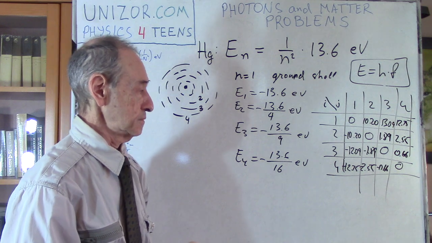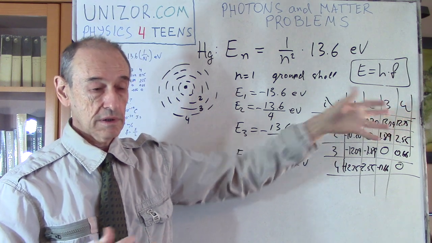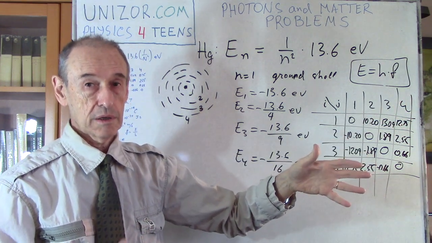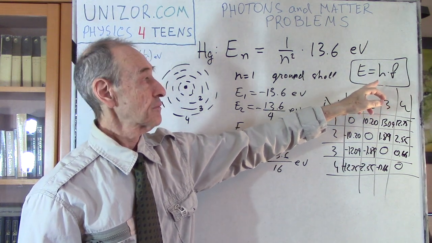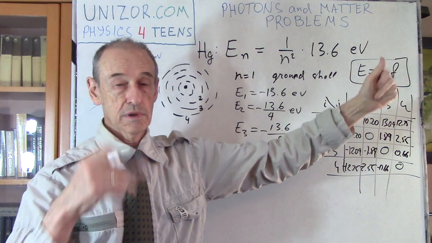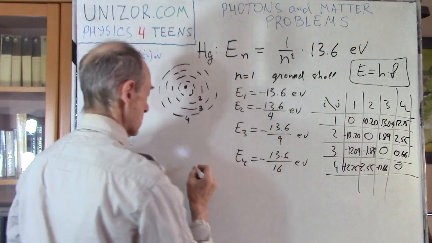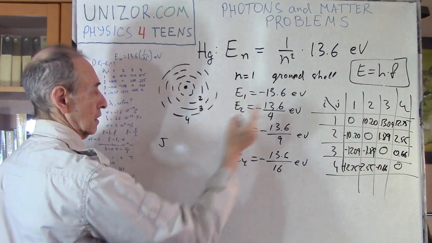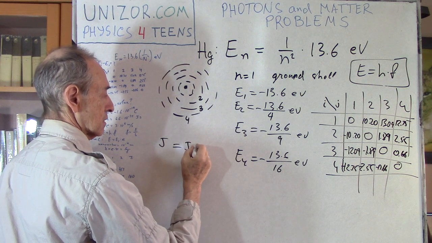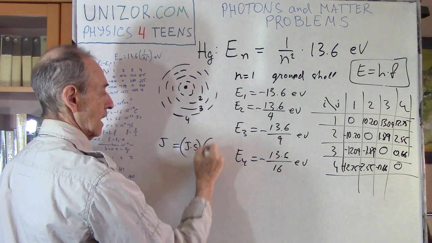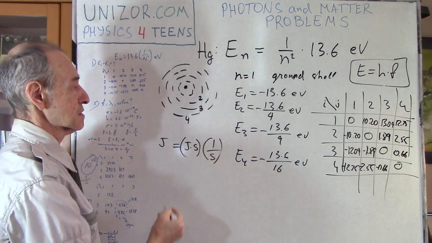Well, first of all, to use this formula, I have to have everything in comparable units of measurement. So E is supposed to be in joules, h is a known constant, and f is 1/s, right? It's a frequency. So if E is joules, h must be joule times second, and then the f will be 1/s. Okay? That's basically what the balance of units is supposed to be.